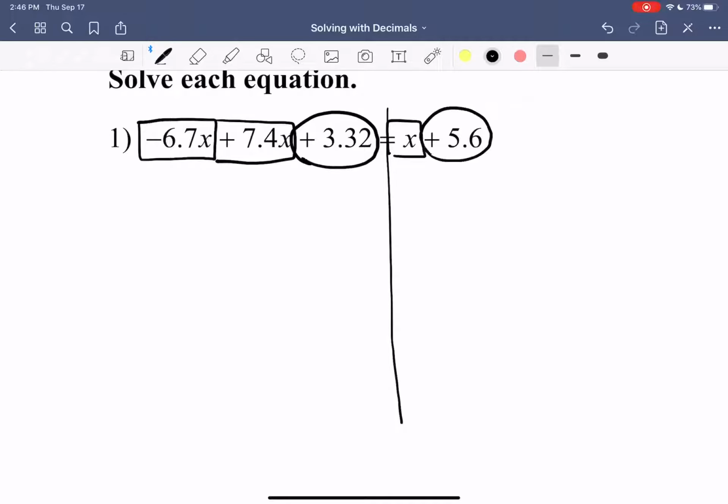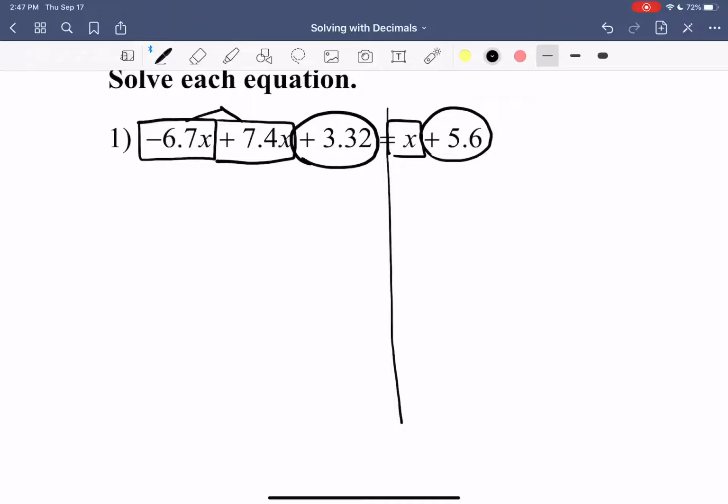Okay, so now our first step in solving an equation is to ask ourselves if this equation has like terms on the same side of the equal sign. So we see here we have 6.7x and 7.4x, and then we have a 3.3. So these two are like terms, so we can combine them. So with our calculator, we'll go ahead and combine those, and I'll type in exactly as I see it.